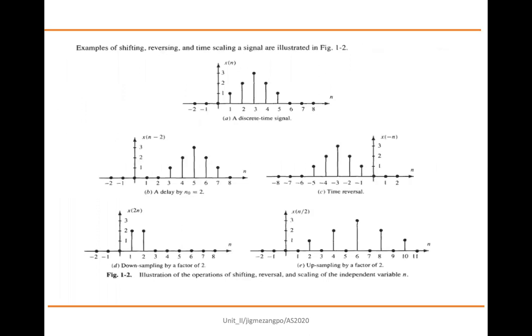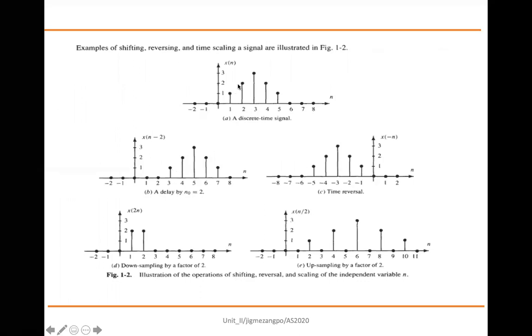And here is an example of how signals are shifted. This one is signal shifting. This one is the original signal. So you are given x of n minus 2, so the signal is shifted towards the right side.